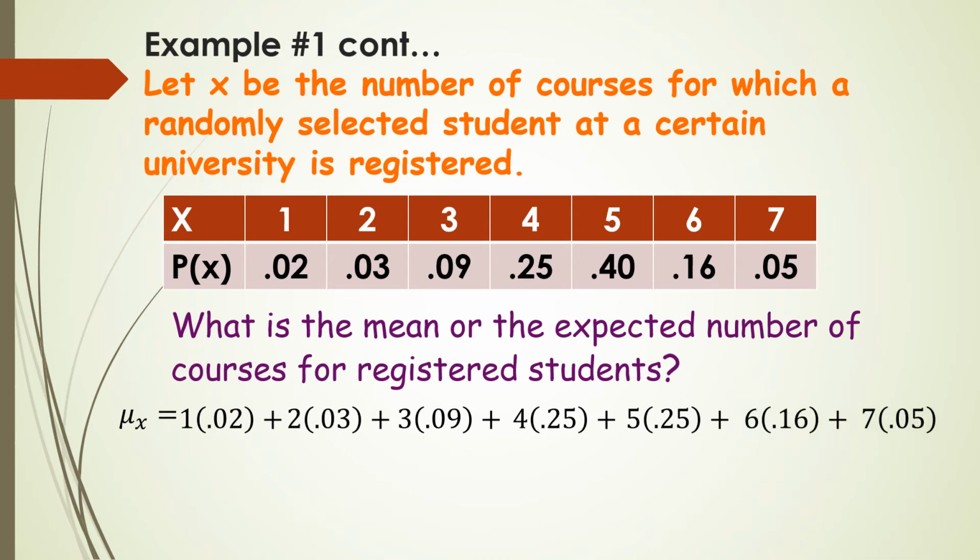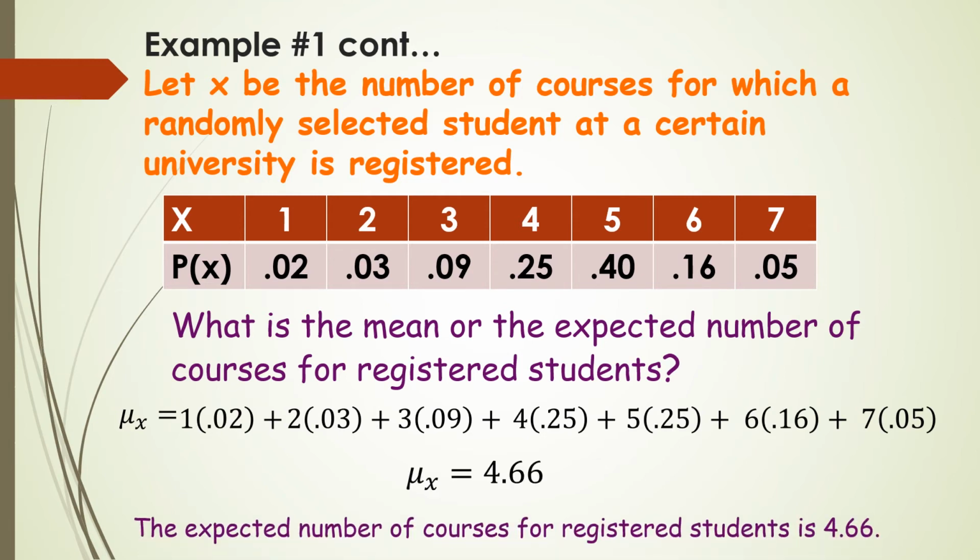It's not that hard. So the expected number of courses for a registered student is 4.66. There you go, which makes sense because the majority of the students fall here. So I would think that makes sense. Most of the students are taking between 4 and 5 courses. All right, so moving on.